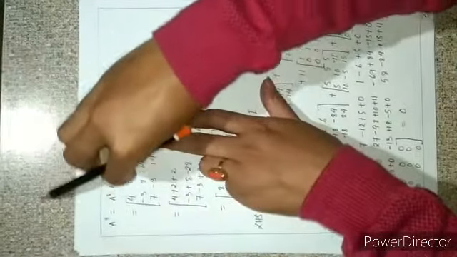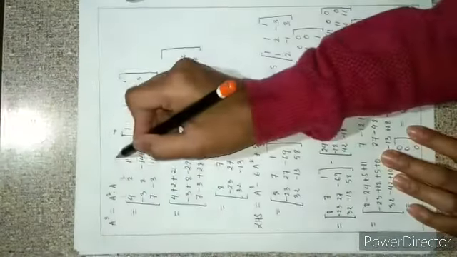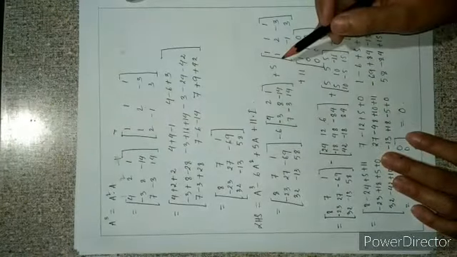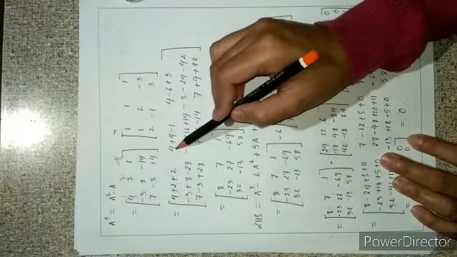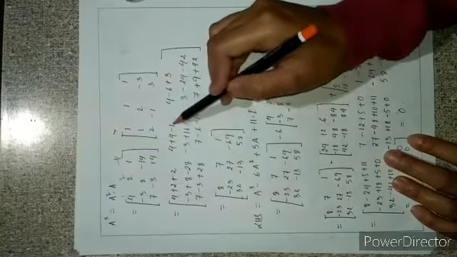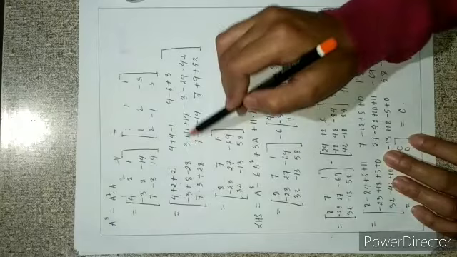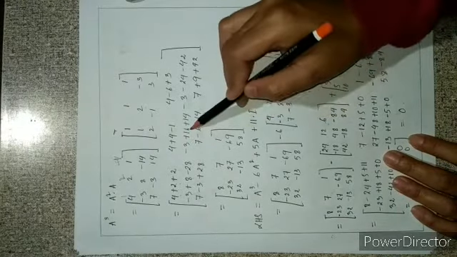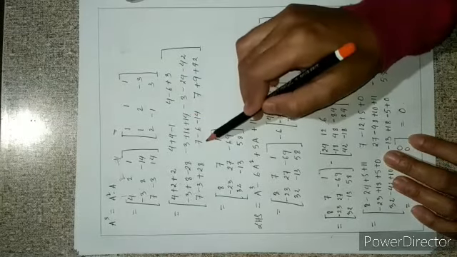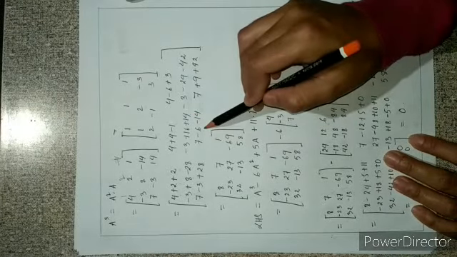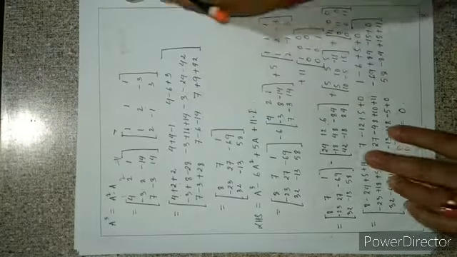Then multiply these elements by the corresponding elements of the second column. They are 1, 2, and minus 1. Find the sum of the products of corresponding elements. 1 into 4 is 4, 2 into 2 is equal to 4, minus 1 into 1 is equal to minus 1. 1 into minus 3 is minus 3, 2 into 8 is equal to 16, minus 1 into minus 14 is plus 14. 1 into 7 is 7, 2 into minus 3 is minus 6, minus 1 into 14 is equal to minus 14.